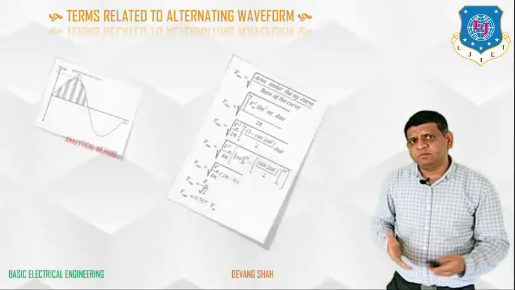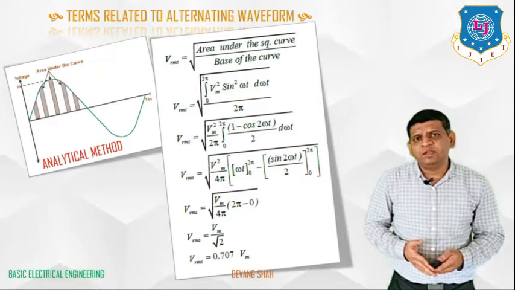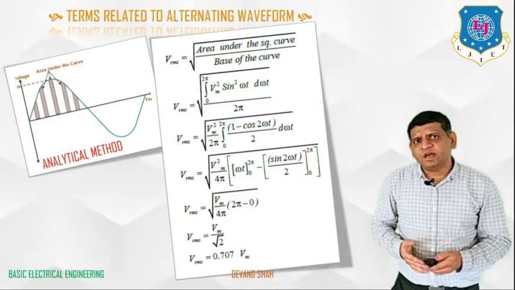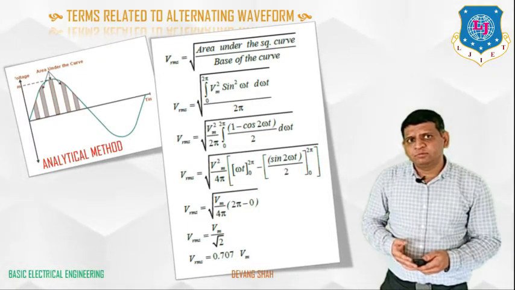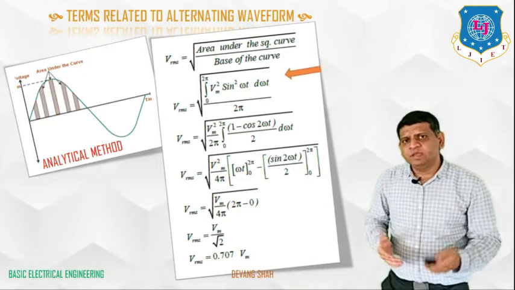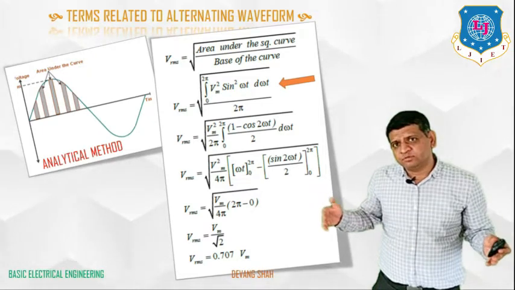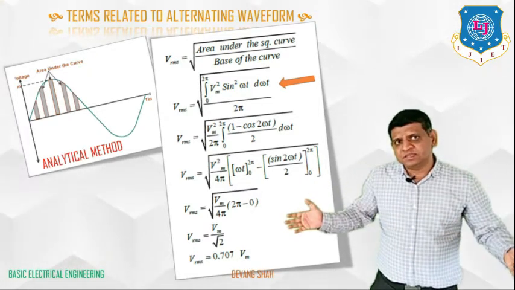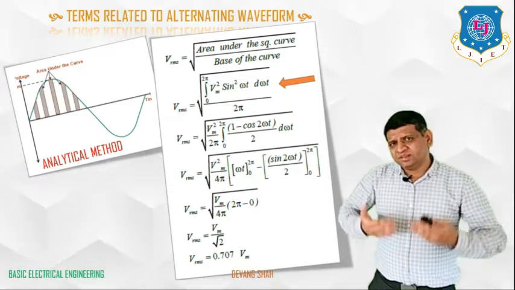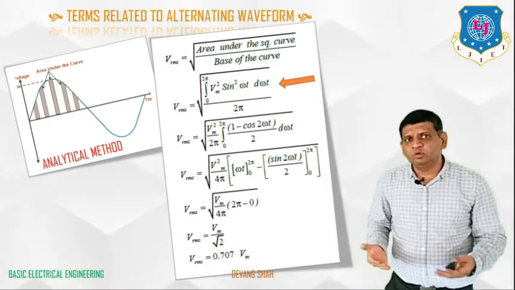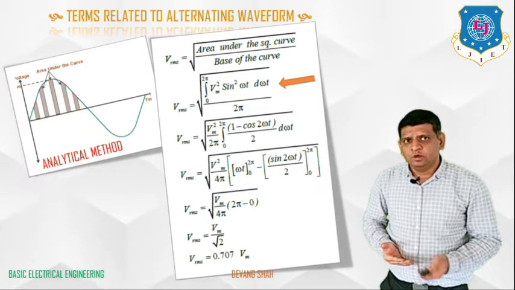The same heat can be transferred for both AC and DC for the same circuit and the same time. We take the integration, where V RMS is nothing but the square root of the area under the squared curve divided by the base of the curve. For 0 to 2 pi, that is 0 to 360 degrees, you get the complete swing of the signal. So it is the square root of the integration from 0 to 2 pi of Vm square into sine square omega t d omega t, divided by 2 pi.